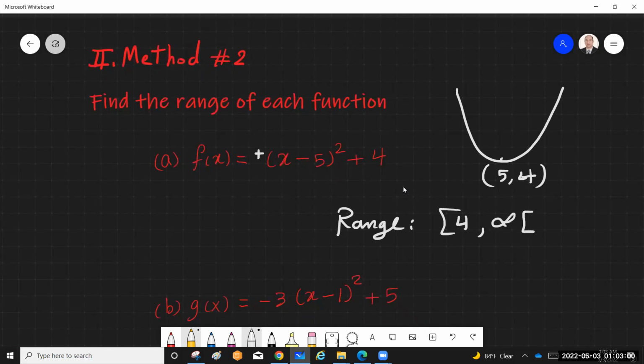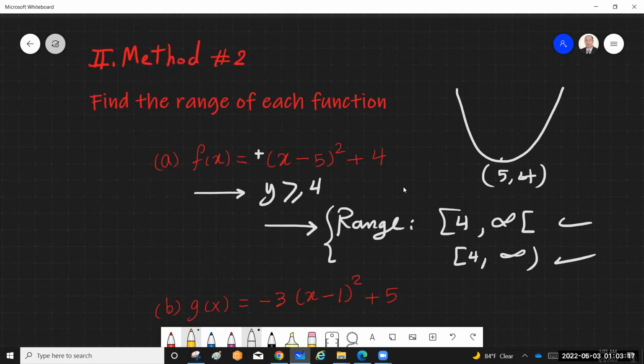You can write infinity like this or as a normal curve. Again, some books write it this way and some write infinity like this. Both are correct. Or simply you can write y bigger than or equal to 4. This is called inequality notation. This is interval notation. Okay.